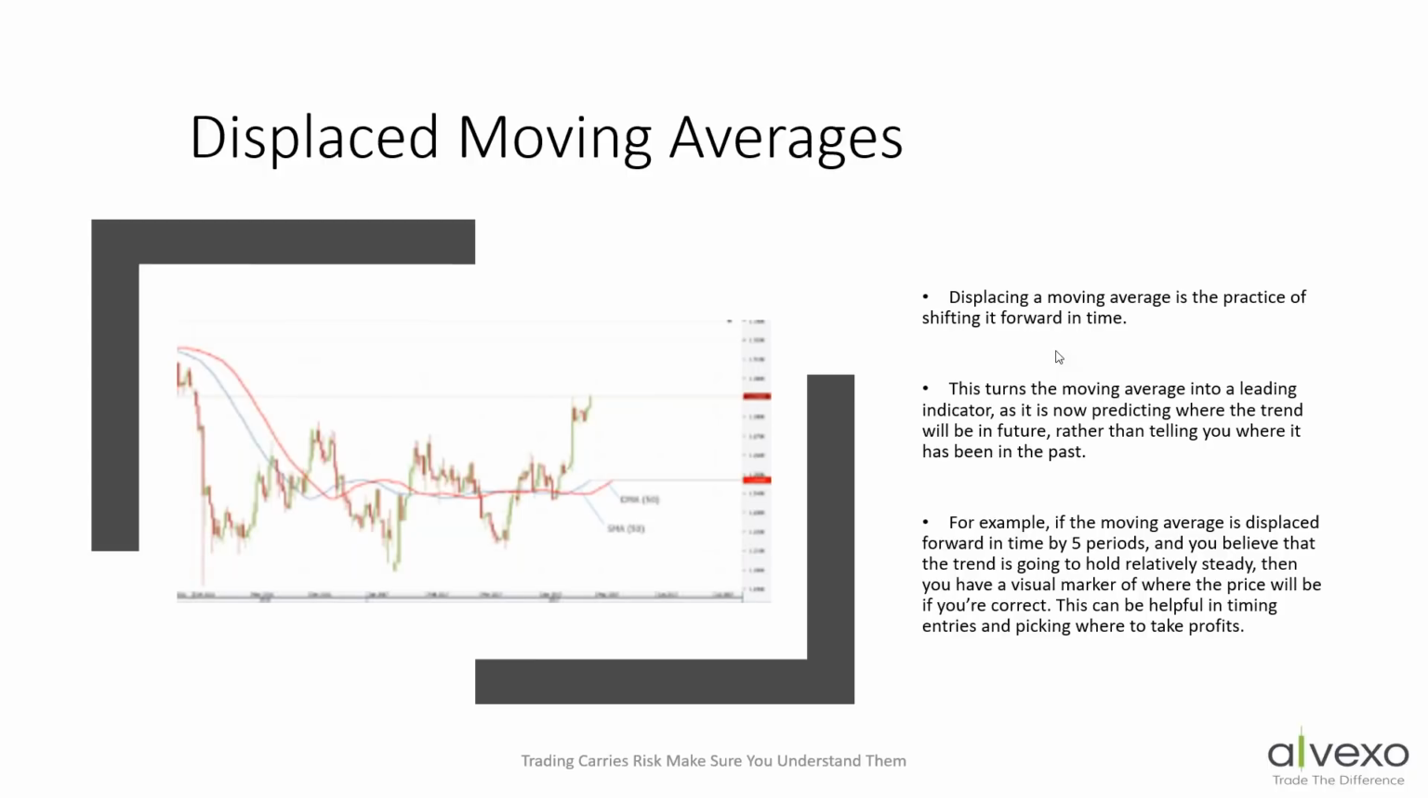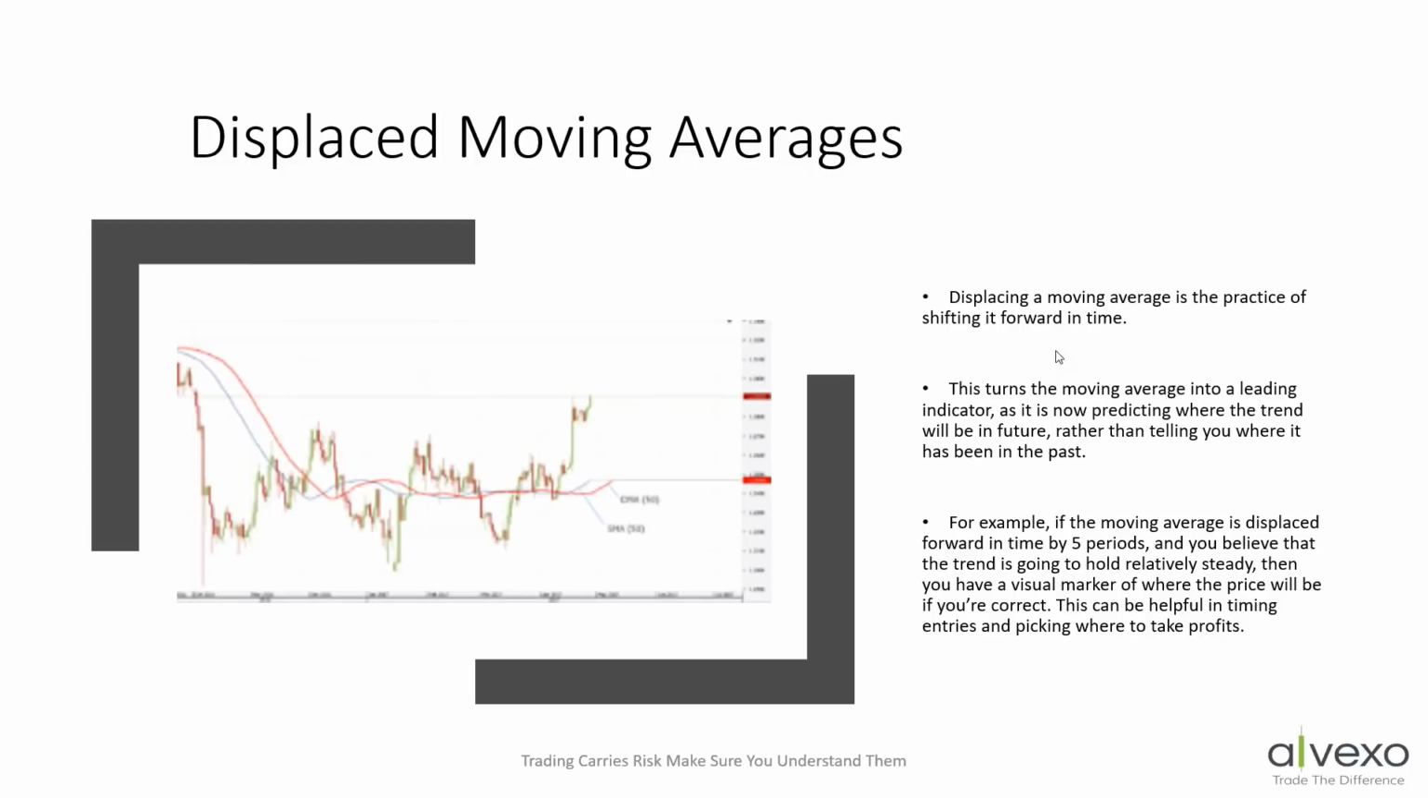Displacing a moving average is the practice of shifting it forward in time. This turns the moving average into a leading indicator, as it is now predicting where the trend will be in the future rather than telling you where it's been in the past. For example, if the moving average is placed forward in time by 5 periods, and you believe that the trend is going to hold relatively steady, then you have a visual marker of where price will be if you're correct. Okay, that's a mouthful, isn't it?